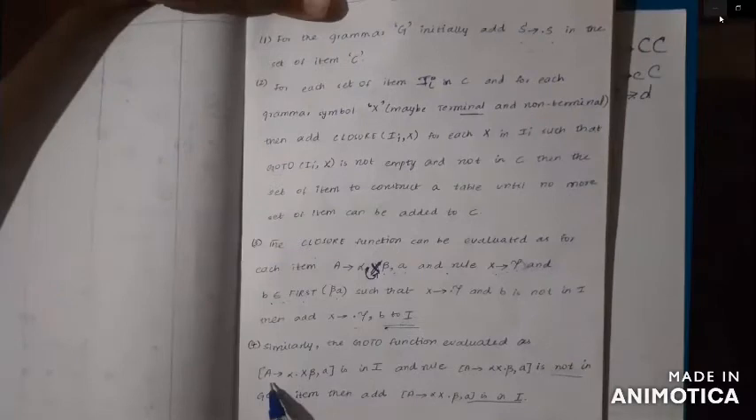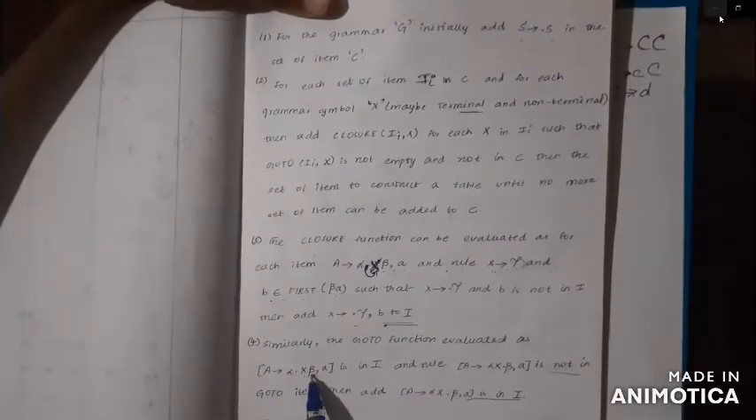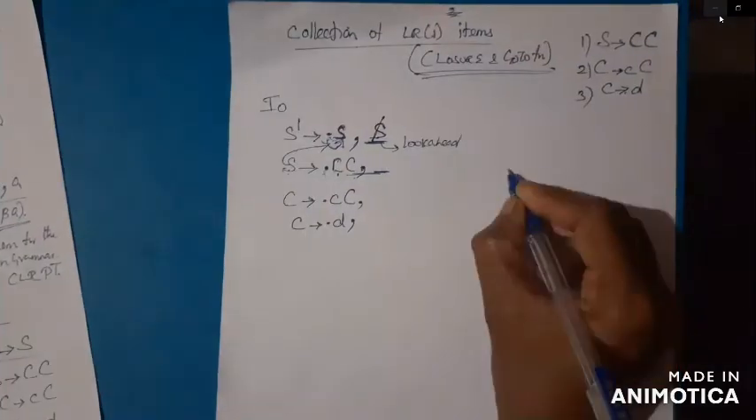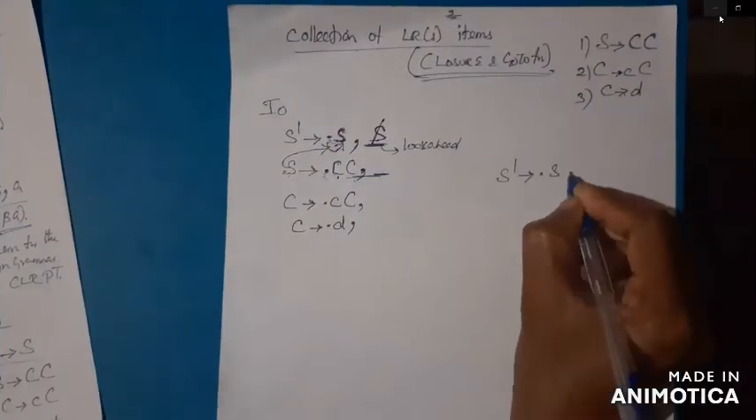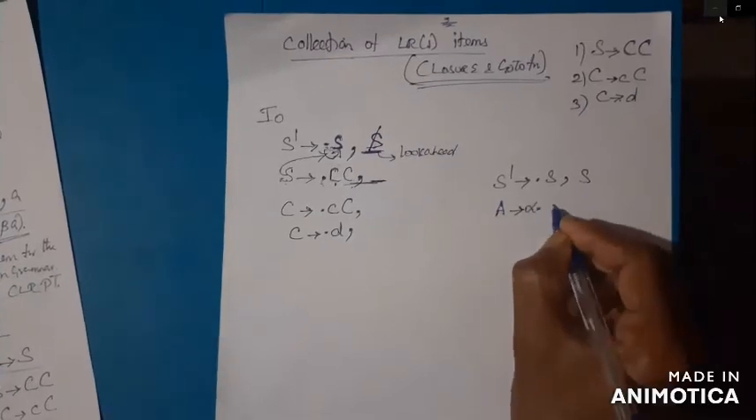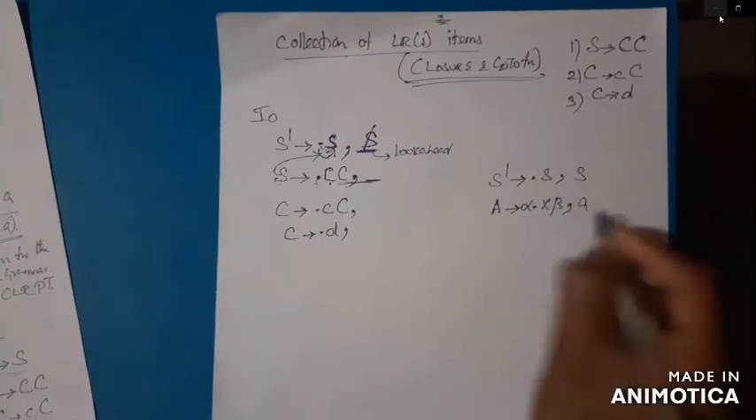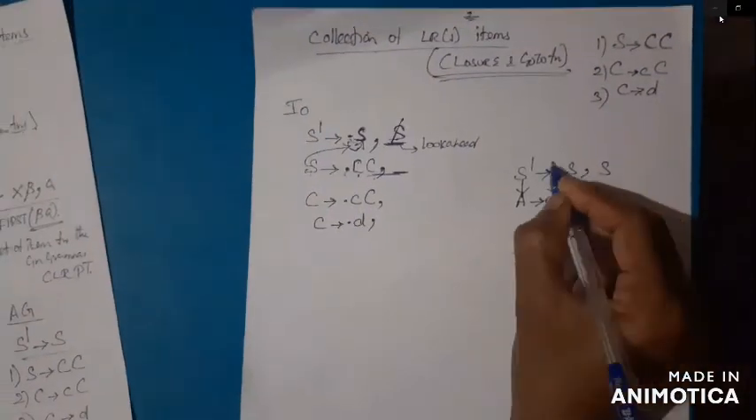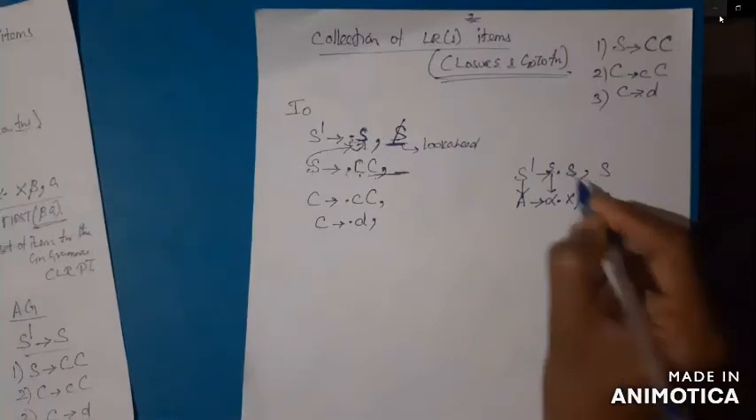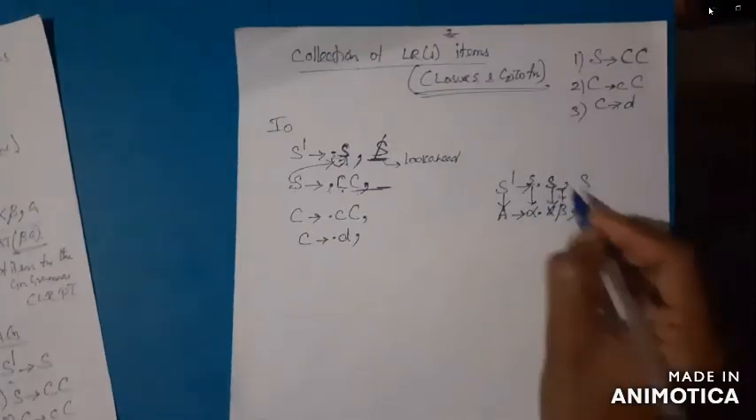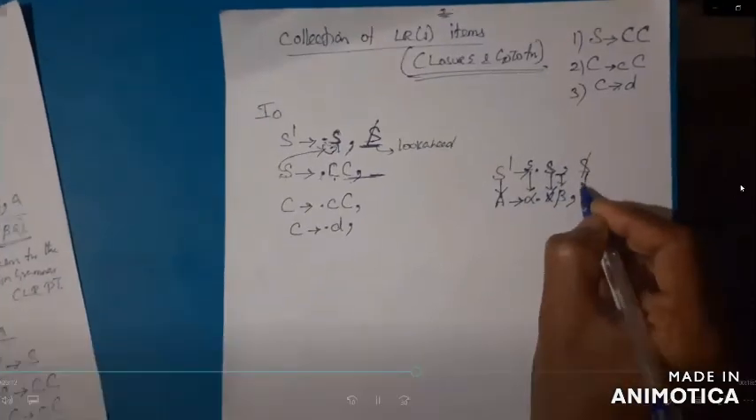Okay, that is A tends to alpha dot capital X beta comma A. So here check S dash tends to dot S comma dollar. So here A tends to alpha dot X beta comma A. So S dash here, A, the alpha here the value is empty, dot capital S, capital X. Here beta can be empty. Here the dollar is to be indicated for A.